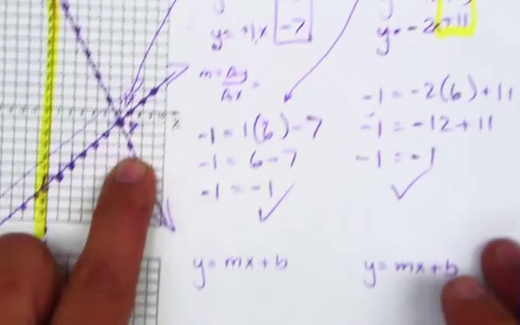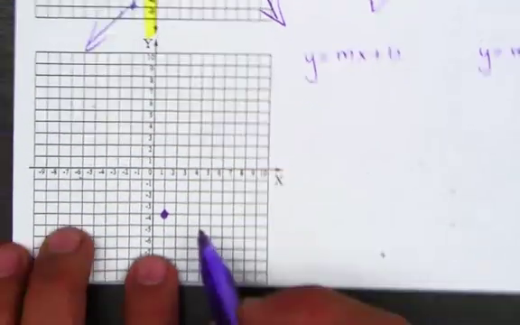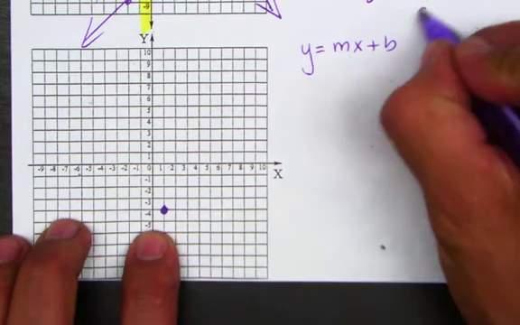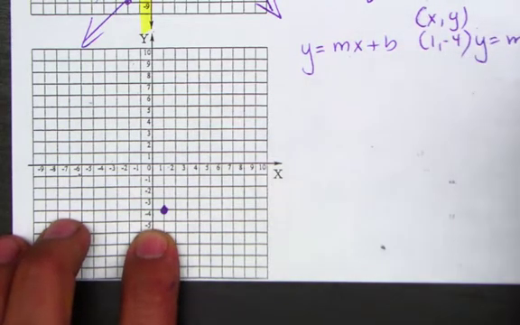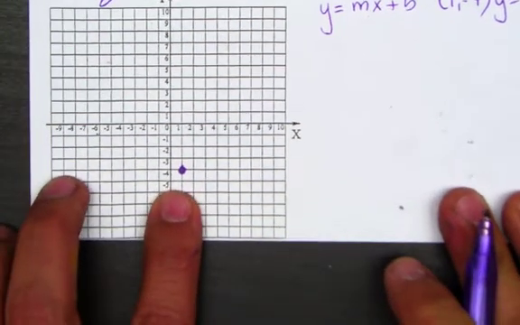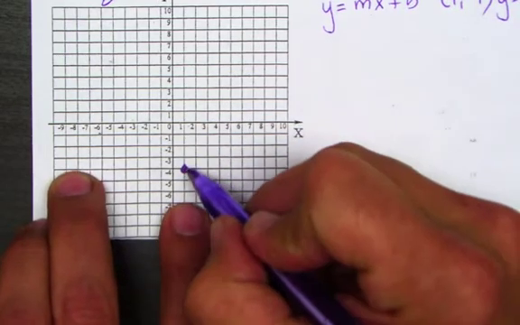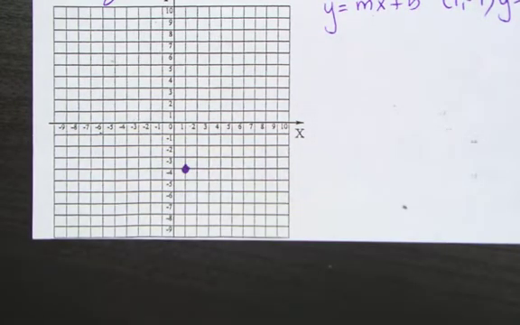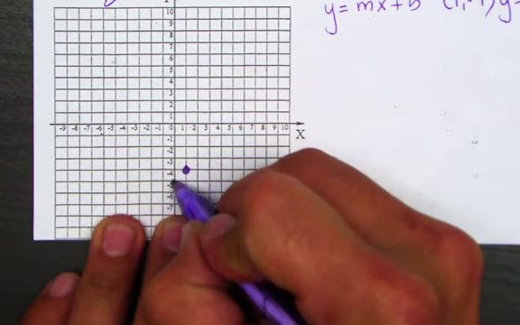All right, the next one. What's your point of intersection? 1, negative 4. So 1, negative 4. So let's create an equation. All right, so let's try this. What you want to do is, well, right here, look, I could do an easy one right here. 1, 1, 1, 1. I could do that one.